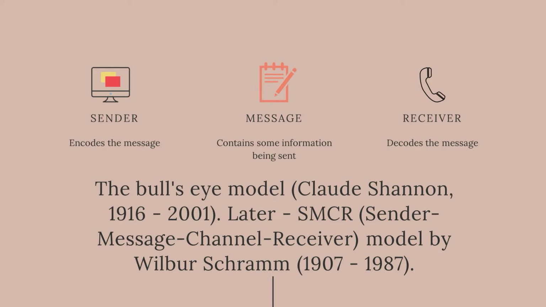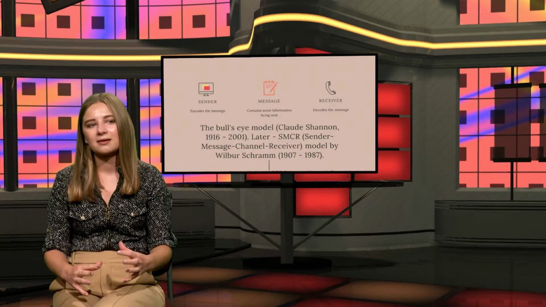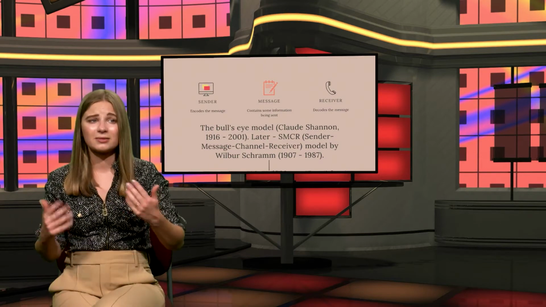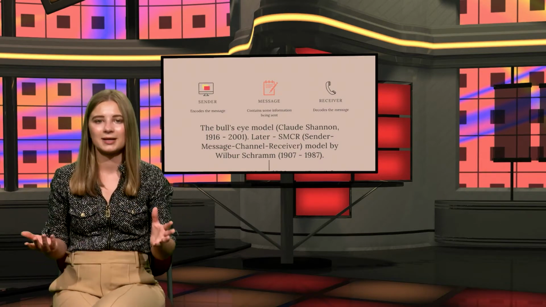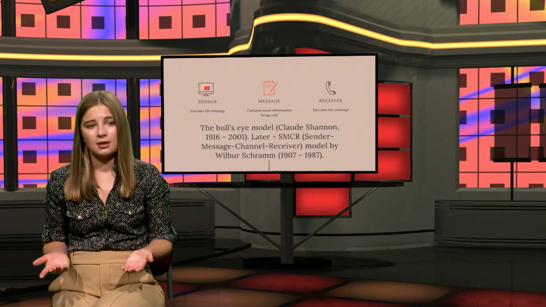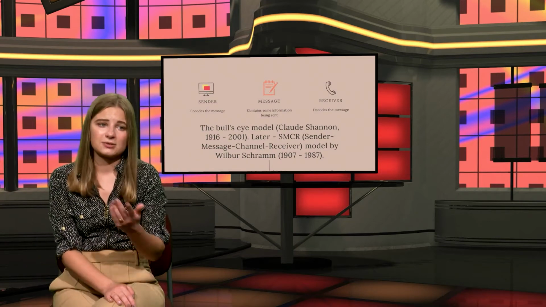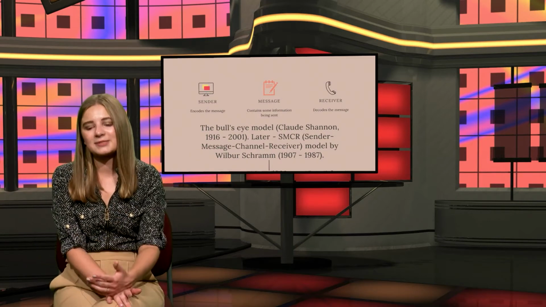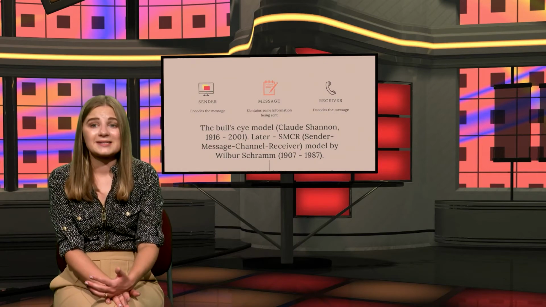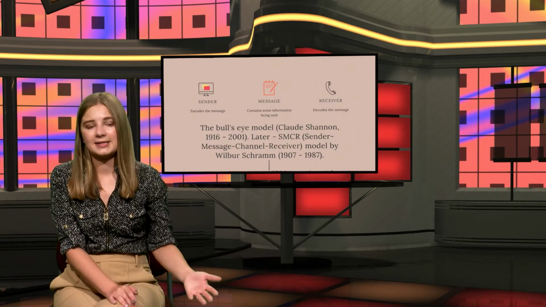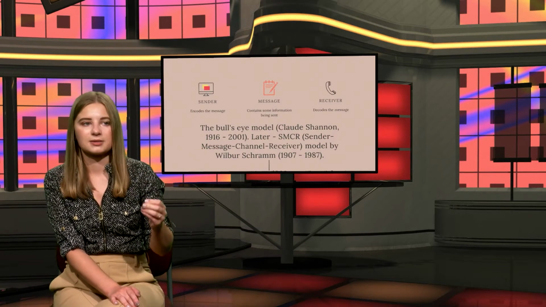The SMCR model tried to update this understanding, because if you think about it, it's not enough just to have a sender, a receiver, and some kind of message. A message is not going to transmit itself, right? We need something that will transmit that message. So clearly, this model doesn't explain entirely the process of human communication, no matter what we communicate to each other. So the SMCR model was attempting to update that idea by adding just one element, channel.